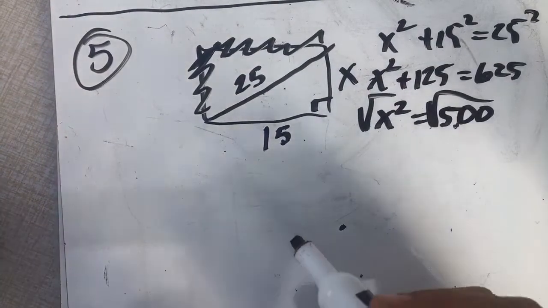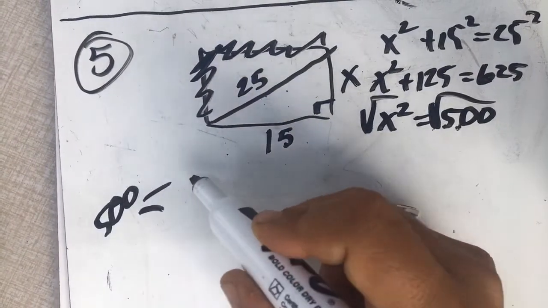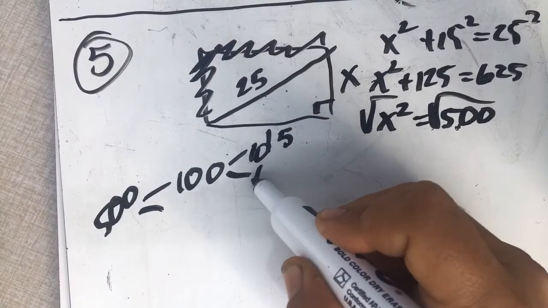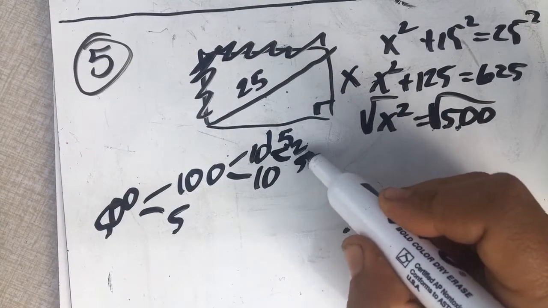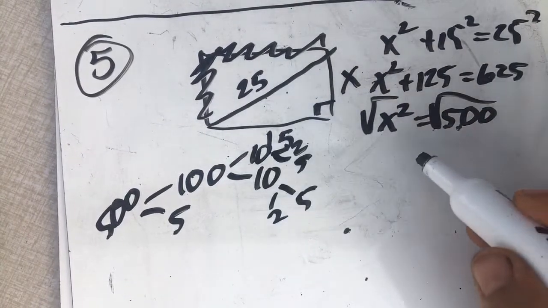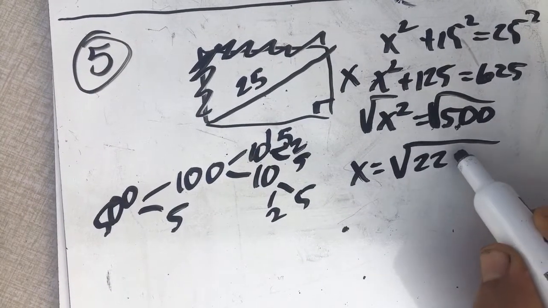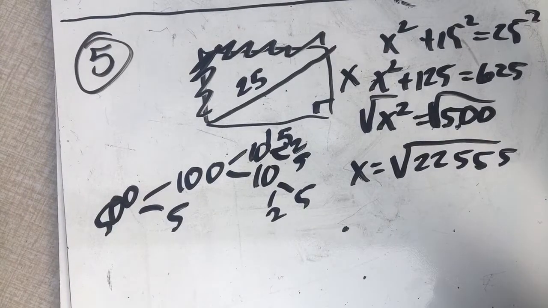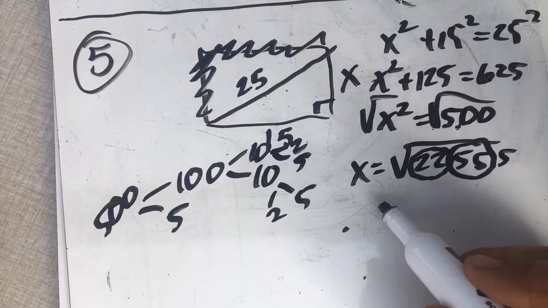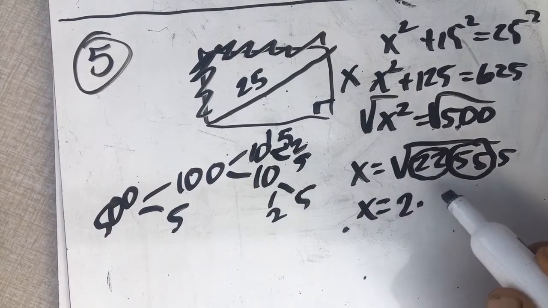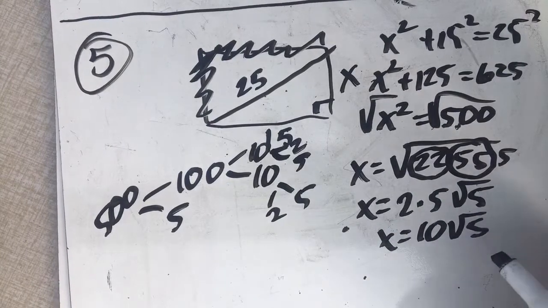Now I got to do all this side work over here for the 500. Okay, I'm going to go sideways because I don't have enough space to go down. 100, 10, 10, and that's a 5. Again, that's a 2, that's a 5, that's a 2, that's a 5. I'm going to write it all together. X equals the radical 2, 2, 5, 5, 5. These two are friends, they get to go outside. These two are friends, they get to go outside. So then the answer then changes to 2 times 5 radical 5, which then changes to 10 radical 5.